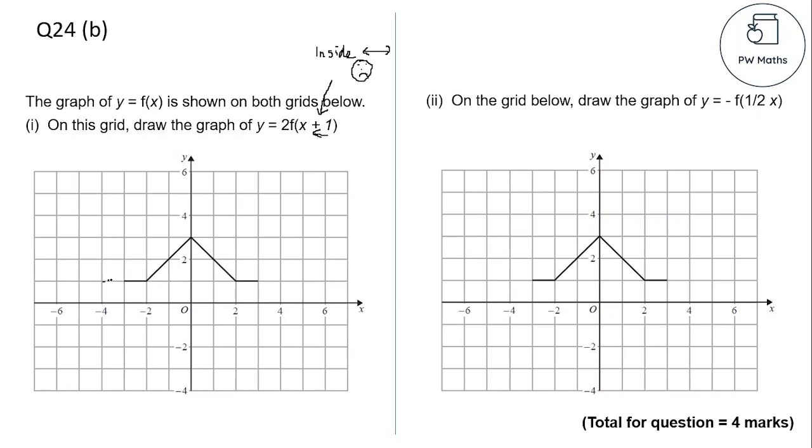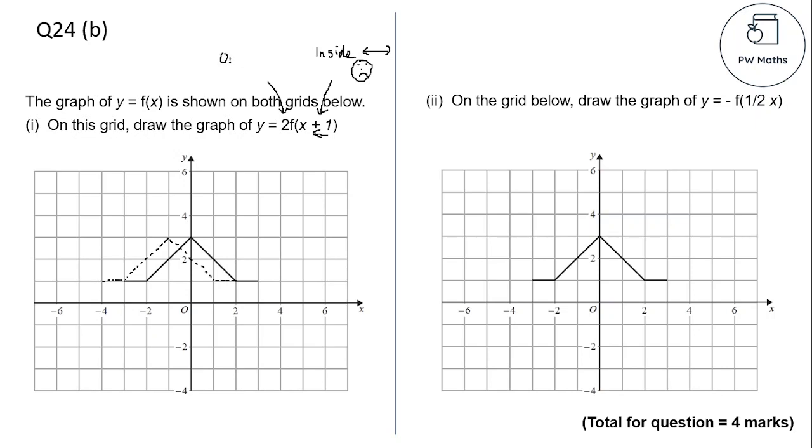So I'll just sketch in what that graph would look like. It's not a full and final correct answer, but it helps me to see where the graph's going. The graph has moved left 1. I'll deal with the 2 next. You could, of course, have dealt with the 2 first.